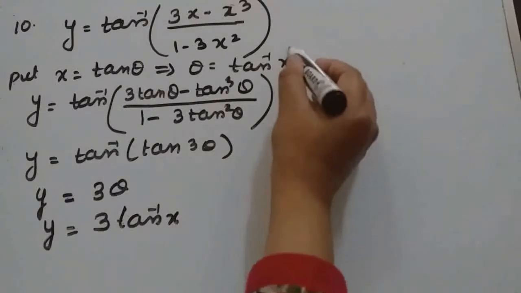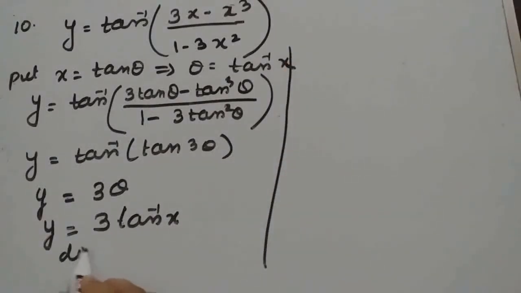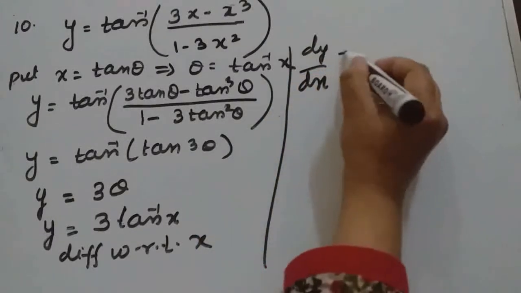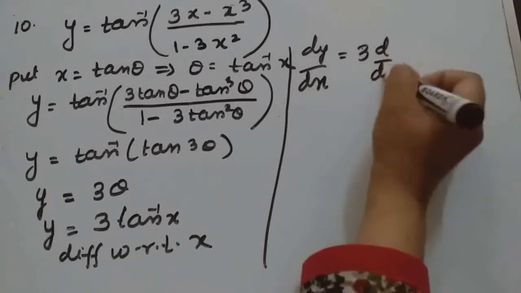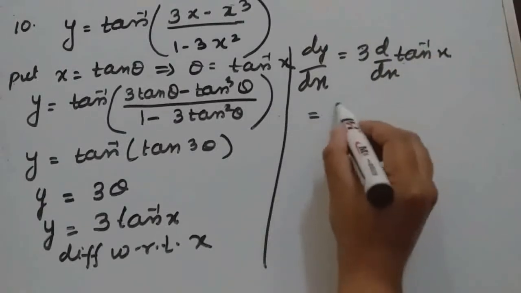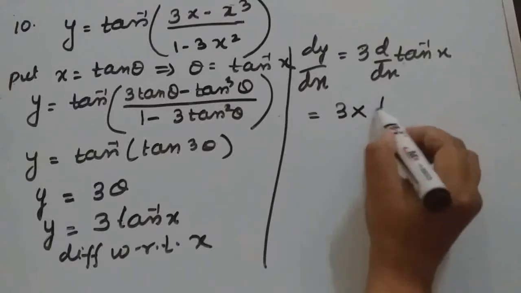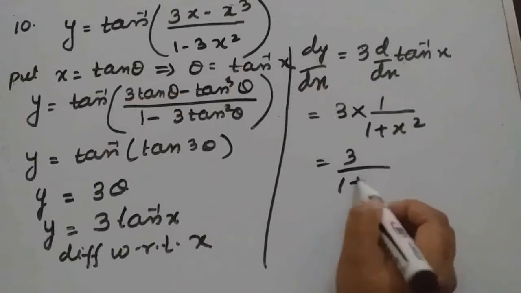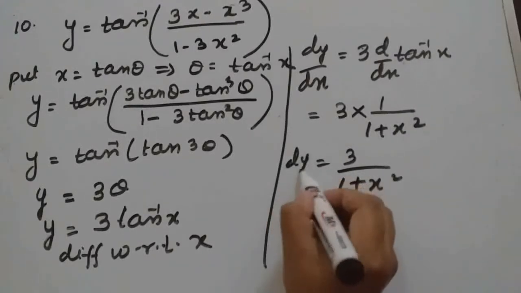Now we can differentiate with respect to x. So dy by dx is equal to 3 d by dx of tan inverse x. The derivative of tan inverse x is 1 by 1 plus x square. So 3 by 1 plus x square is the answer.